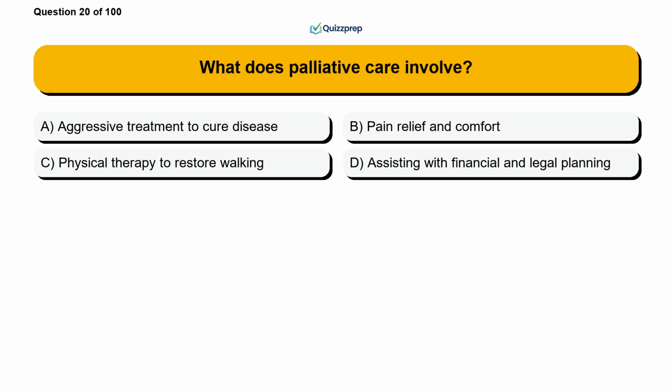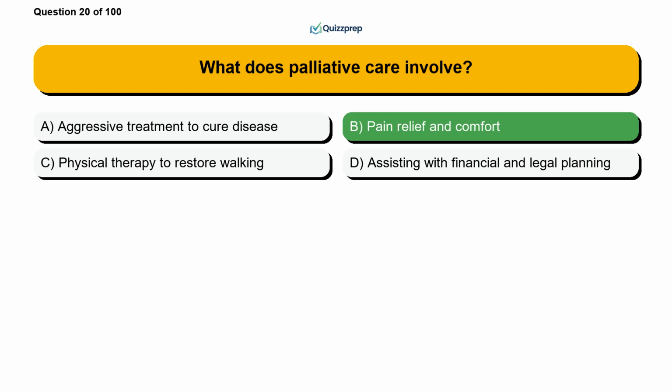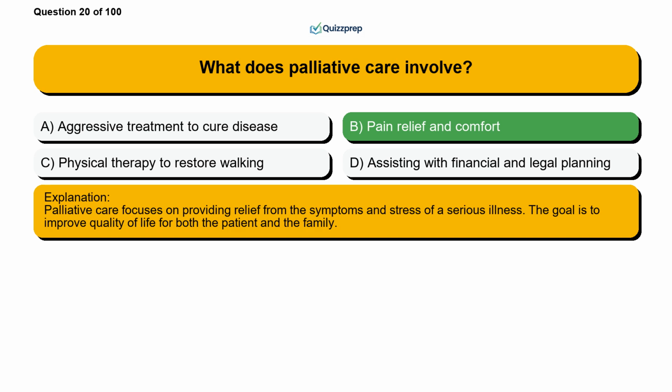Question 20. What does palliative care involve? Option A, aggressive treatment to cure disease. Option B, pain relief and comfort. Option C, physical therapy to restore walking. Option D, assisting with financial and legal planning. The correct answer is option B, pain relief and comfort. Palliative care focuses on providing relief from the symptoms and stress of a serious illness. The goal is to improve quality of life for both the patient and the family.